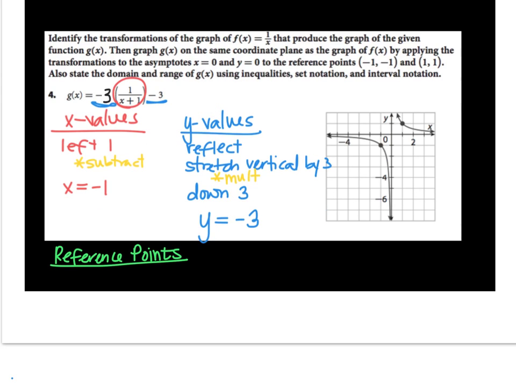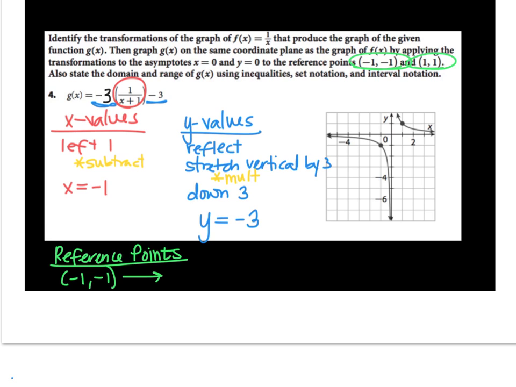Okay, so now we need to do our reference points. We're going to use the 2 reference points, the same 2 every time. So we're going to do -1, -1. They will always give those to you, but like I said, they'll be the same every time. And I'm going to try writing this a different way just to see if this makes sense to you.